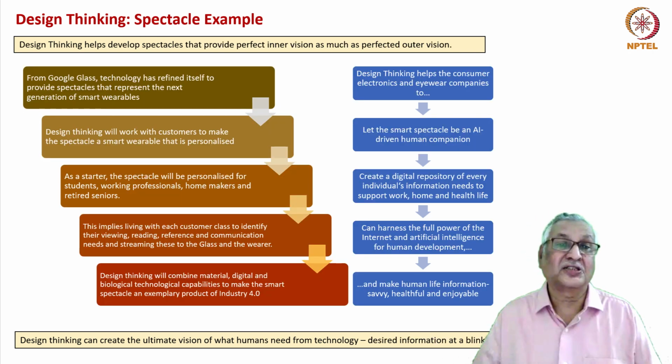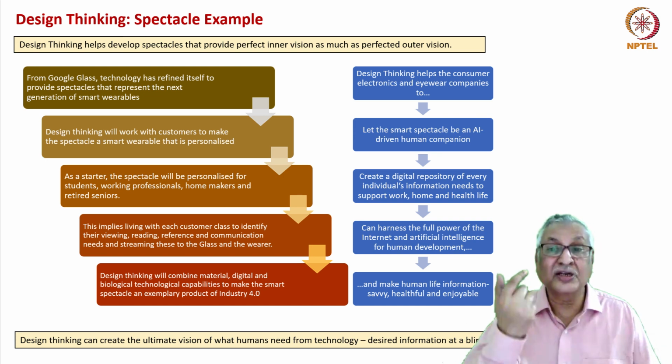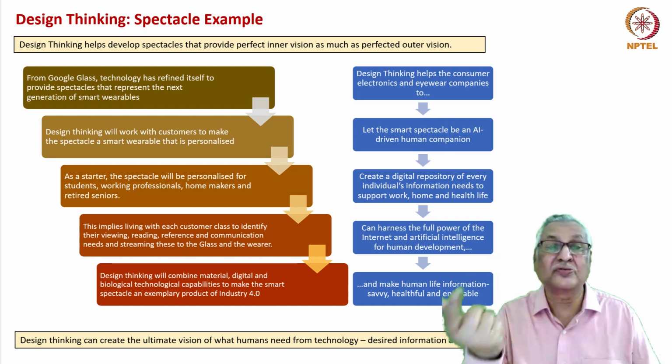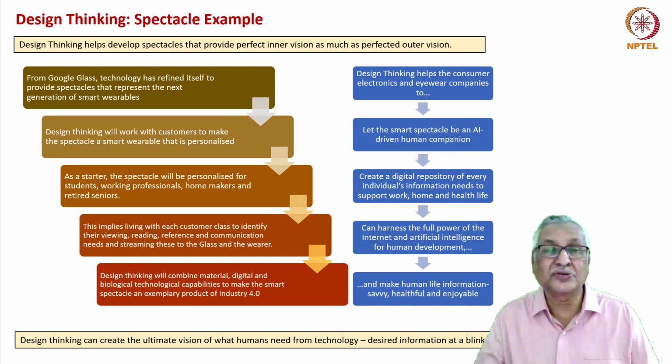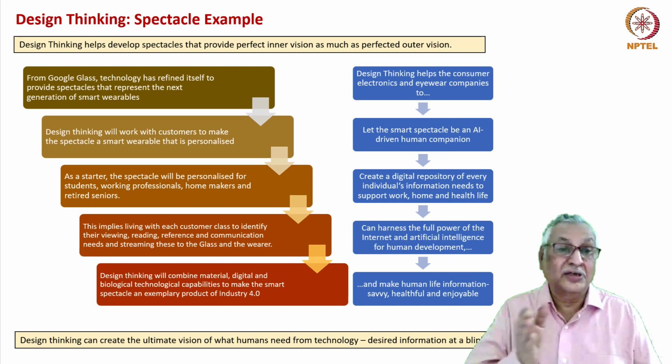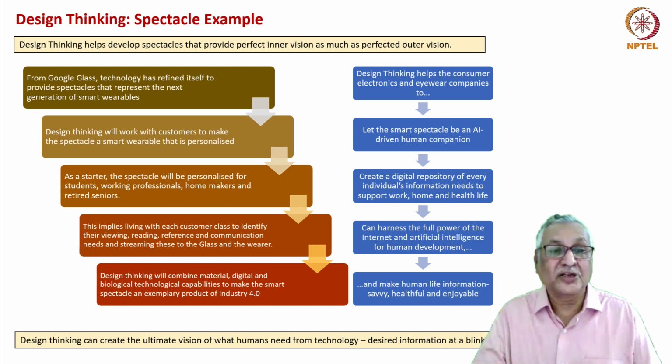Let's look at the spectacle example. Design thinking can help develop spectacles that provide perfect inner vision as much as perfected outer vision. From Google Glass, technology has refined itself to provide spectacles that represent the next generation of smart wearables. There's no doubt about that. But design thinking will work with customers to make the spectacle a smart wearable that is personalized. As a starter, the spectacle will be personalized for students, working professionals, homemakers, and retired seniors. The needs are different. The needs of inner vision and outer vision are different.